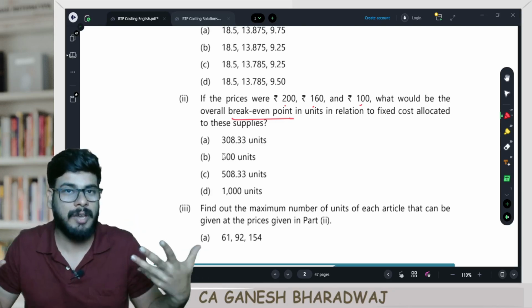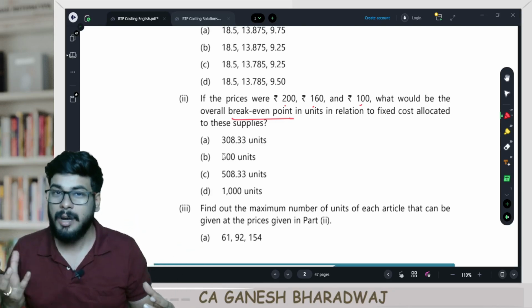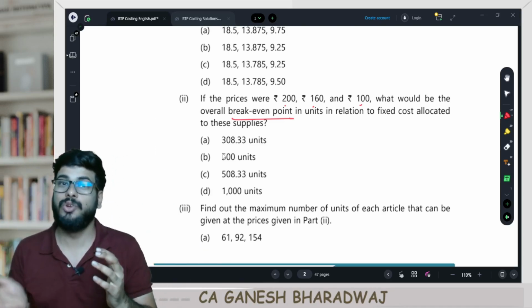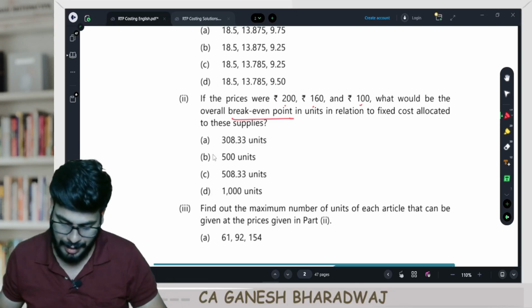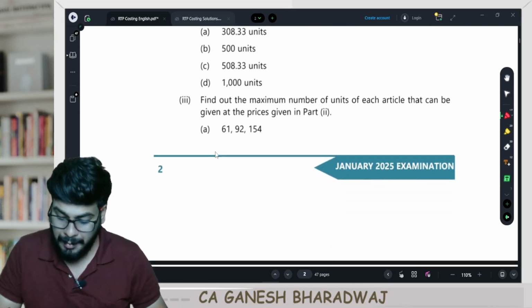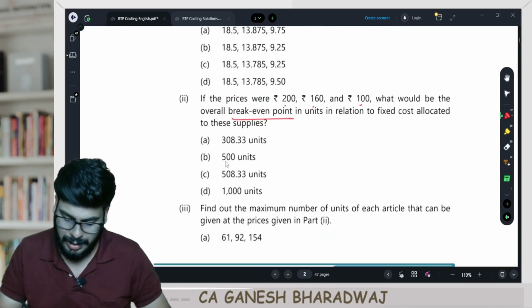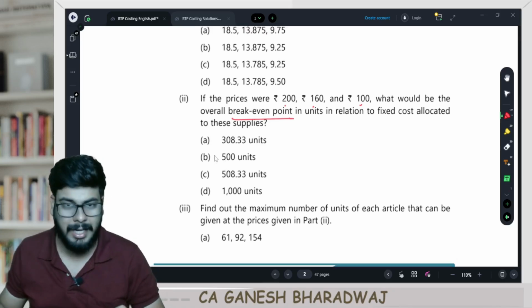You might not know every single detail. You will not be able to answer, but you at least know what they are asking for. So at the time of reading the case study, you will look for these facts. This is all I'm trying to say. Next, find out the maximum number of units of each article that can be given at the prices given in part 3. Okay, fine. So this is relating to your second part of the question.